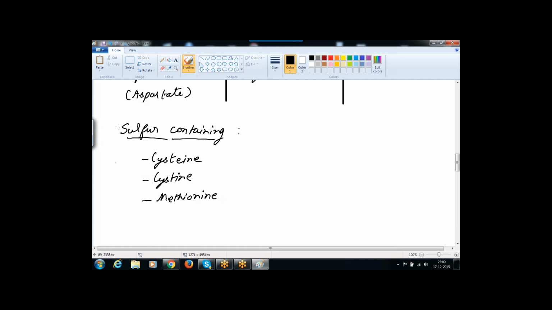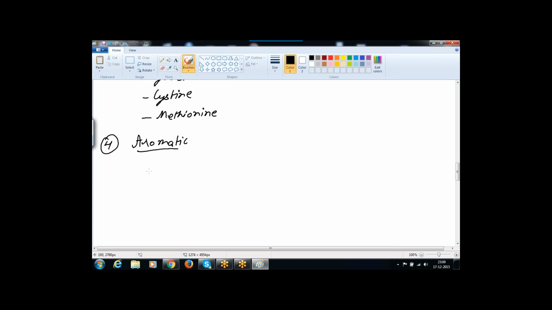Then they can ask you which of these is aromatic. Aromatic amino acids are those which have a closed ring structure. Examples of aromatic are tyrosine, tryptophan, and phenylalanine. So these are all exam points. They ask you these examples.